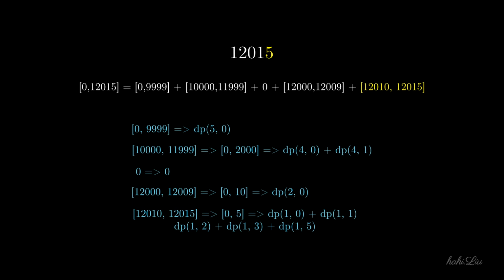But there is one case that we might count wrongly. 12013 is an unlucky number. We have to remove it. So you have to keep track of the previous digit. If it is 1, then you might need to remove a dpN3, where n is the digit.